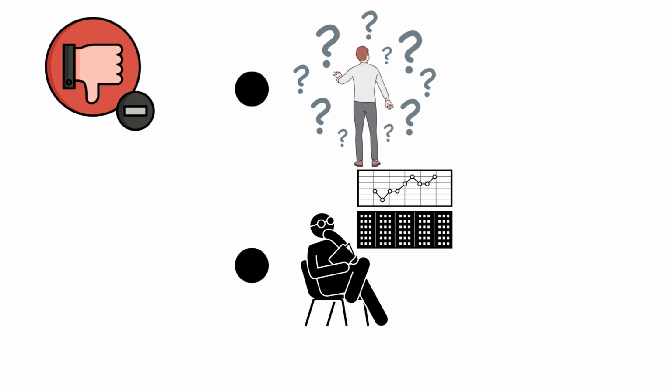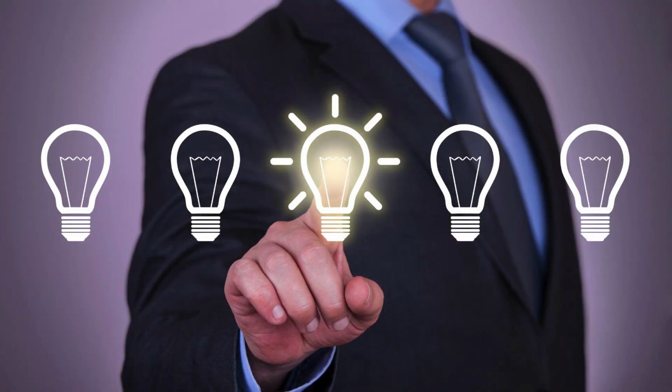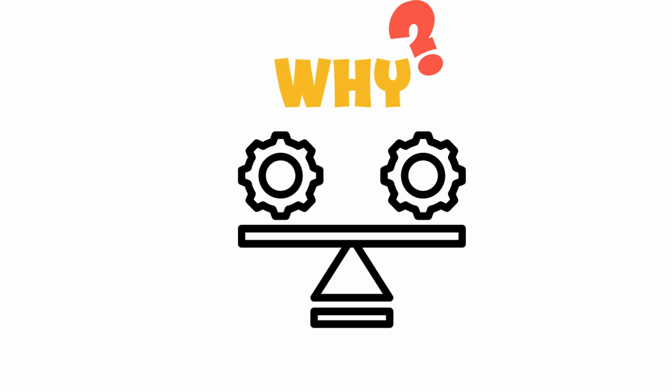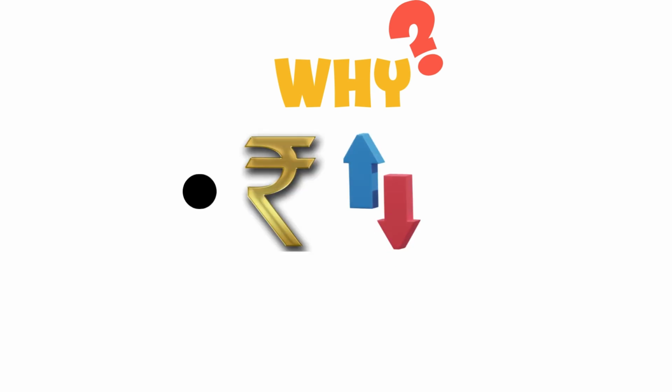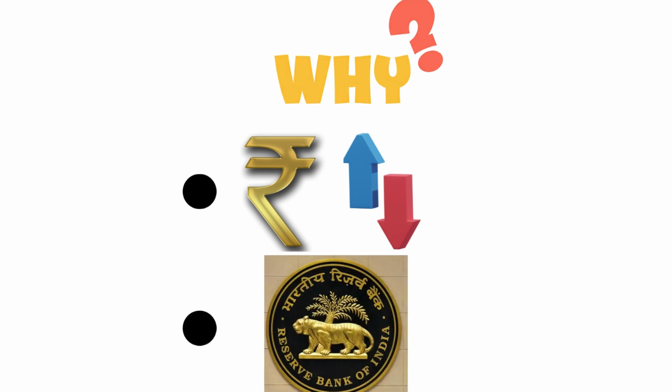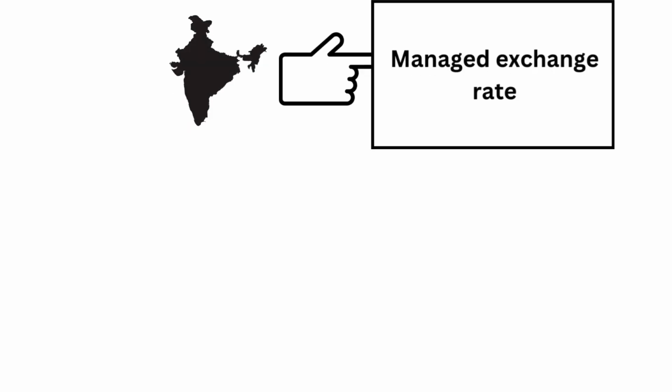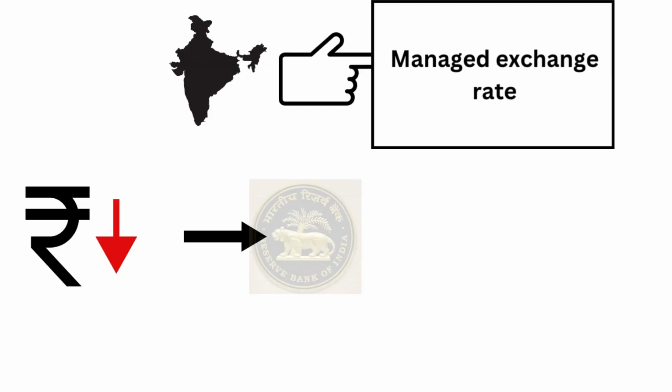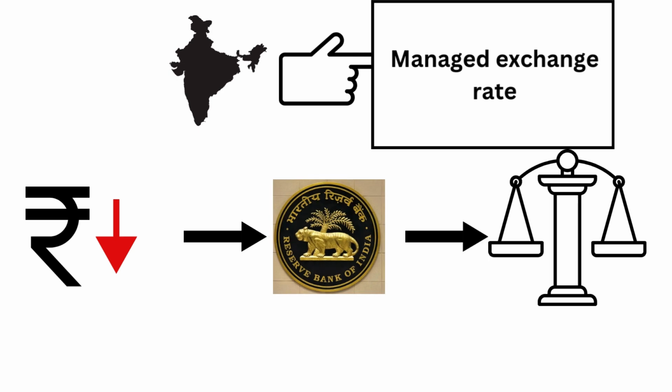Despite disadvantages, why do countries choose a floating or managed exchange rate? The reason is simple. To balance stability and flexibility, many countries choose a managed exchange rate. Here's how it works. The currency is allowed to fluctuate within a certain range. The central bank intervenes only when the exchange rate crosses these limits. For example, India follows a managed float. If the rupee depreciates too much, the RBI steps in to stabilize it, but otherwise, the market determines the rate.